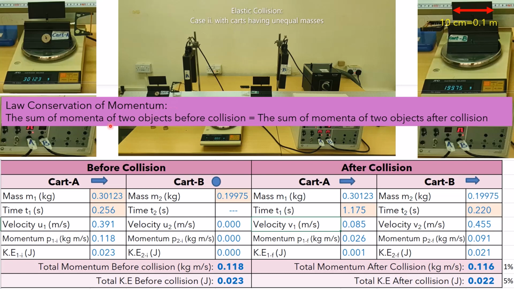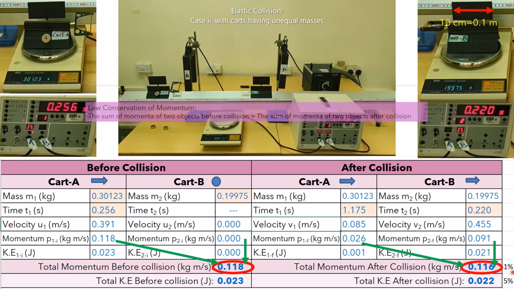So we know that the sum of the momenta of two bodies before the collision should be equal to the sum of the momenta of the two objects after the collision. So it means the sum of these two should be equal to the sum of these two. So here 0.118, 0.116. So again the third decimal place has a small variation. The percentage of variation in the momentum is around 1%. This is in the acceptable range.